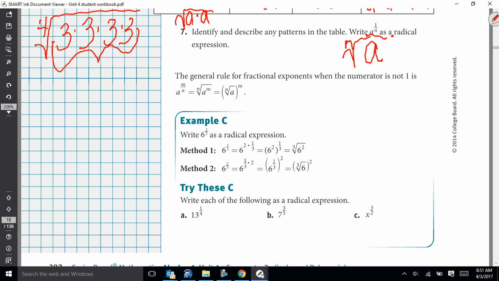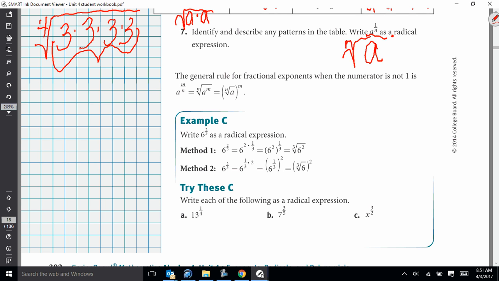What's important here is knowing where your numerator and denominator go. The numerator is the power, whether it's inside your root or outside. Your base is inside your root, and n is your index. That tells you how many of your bases you need on the inside to make one on the outside. Are we okay with that?